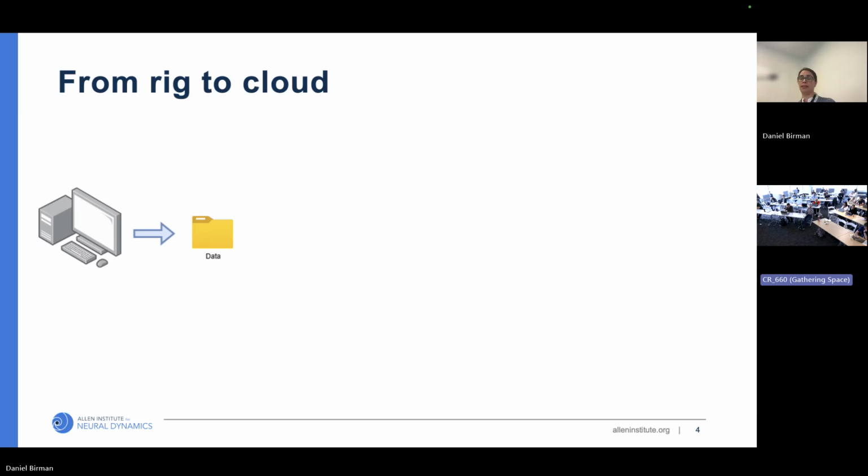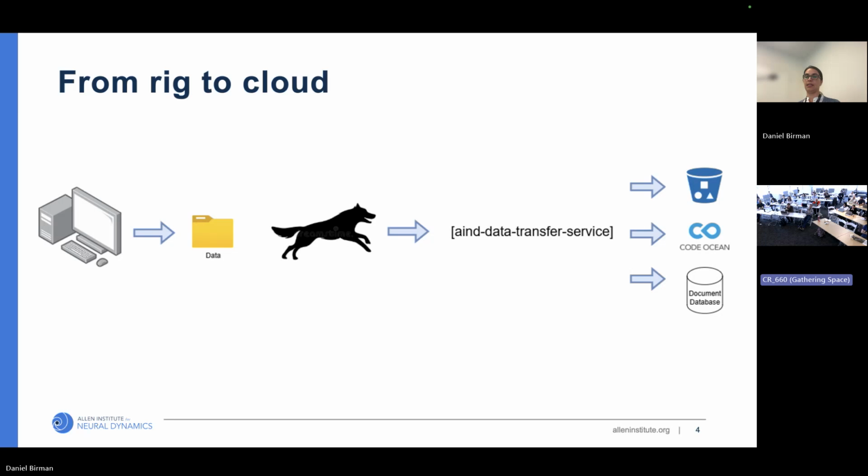When the data lands on the hard drive, we have something called the Watchdog service, which is an event-based system. That Watchdog service will then take that data to our internally built AIND data transfer service. What this does is take the data that was on the local drive and upload it to S3. It will trigger one of our CodeOcean pipelines and store all of the metadata in our document database. And again, this is all just behind the scenes. The user doesn't really know what's happening. It just takes off once the data are acquired.